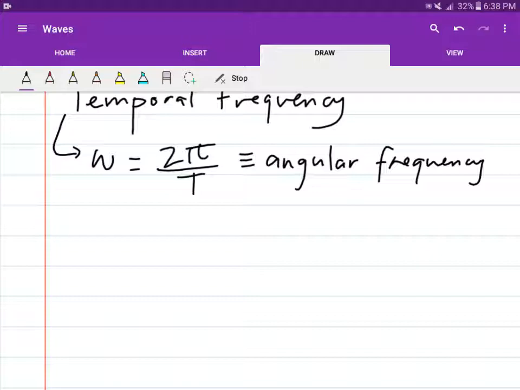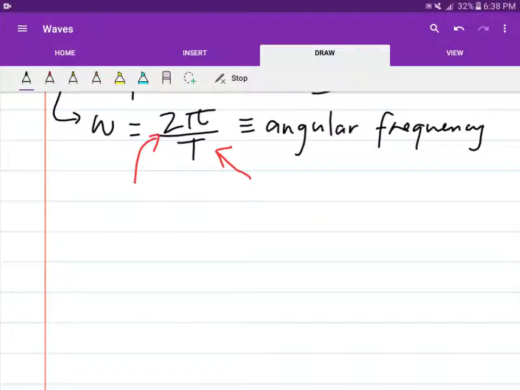tells you how many cycles you are in per one whole cycle, per one period of a cycle. Sorry. So let's have here a graph of time and cycle.